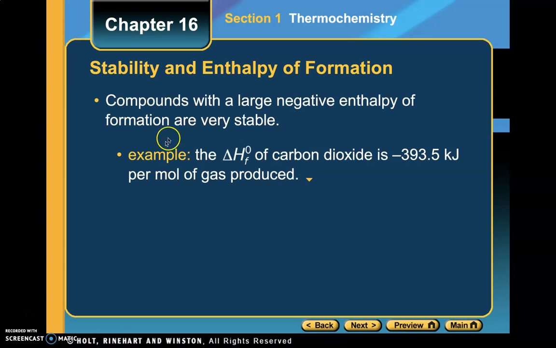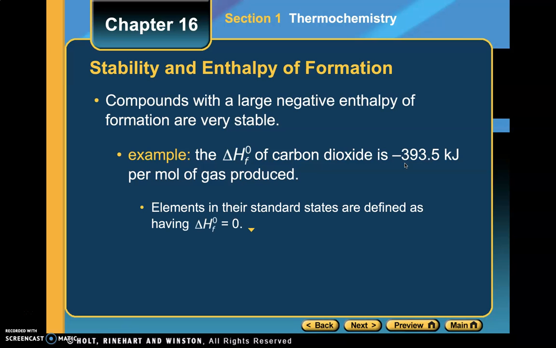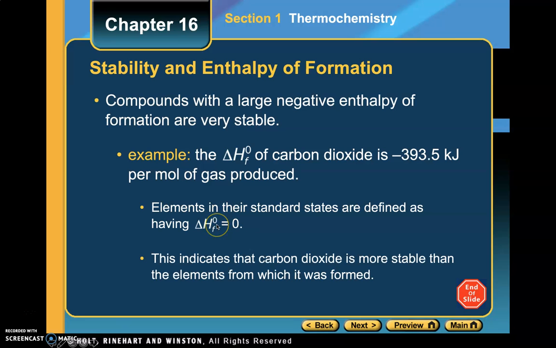So let's see here. Compounds that have a very large negative enthalpy of formation are very stable, right? So here we have this delta H F naught of carbon dioxide is negative 393.5 kilojoules. Well, that's pretty good, right? The standard state of the elements would have 0. And this would then indicate that the carbon dioxide was more stable than the elements it formed from, because look, it's given off a bunch of energy, right? It's released a bunch of energy. So it must be more stable, otherwise it wouldn't release it.